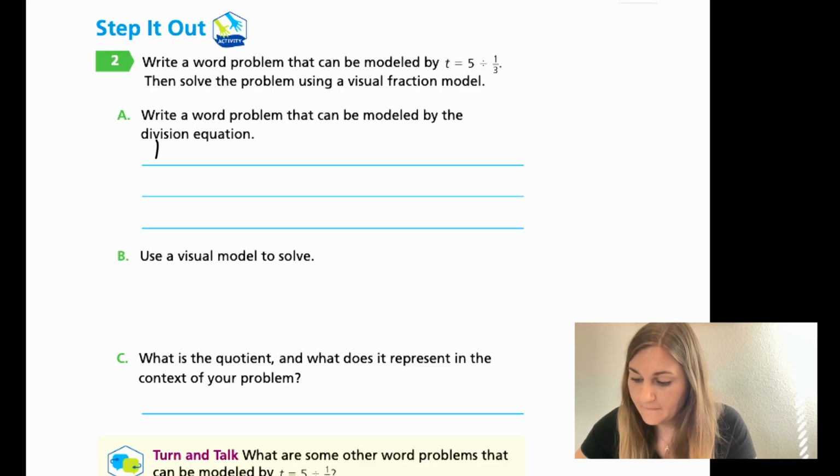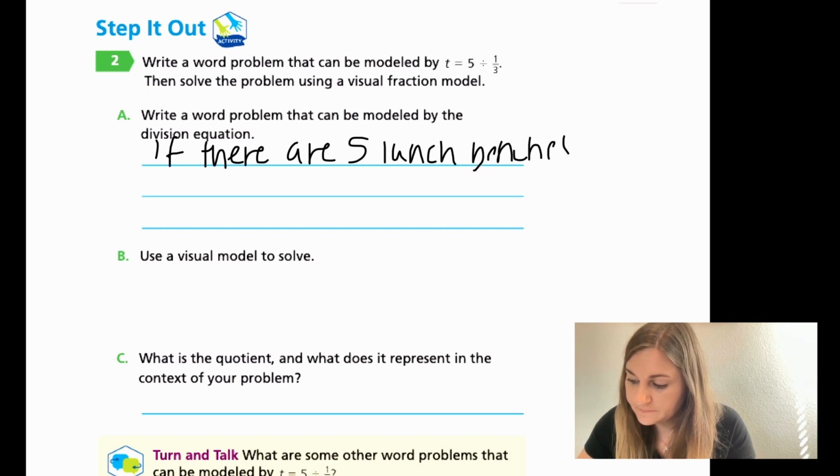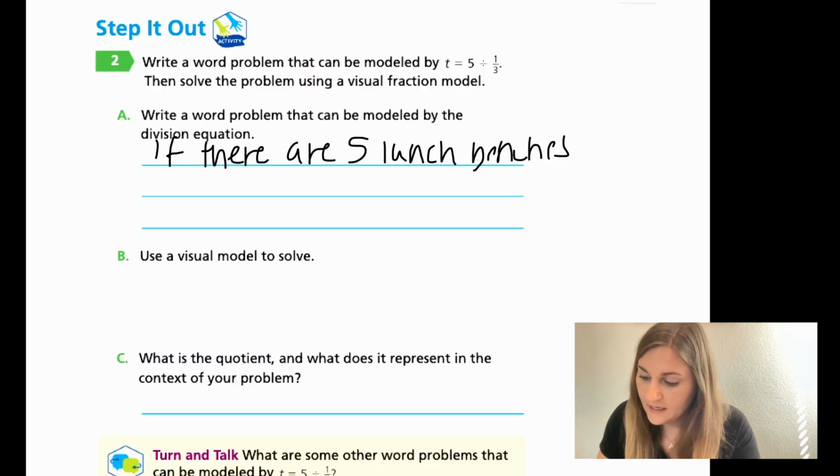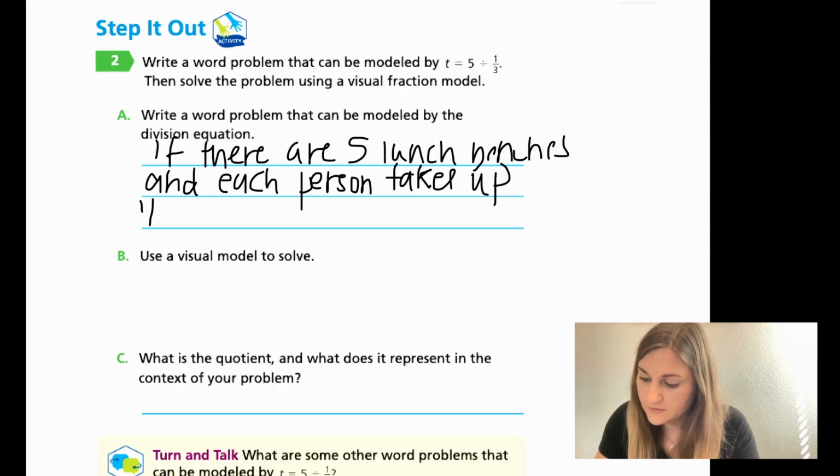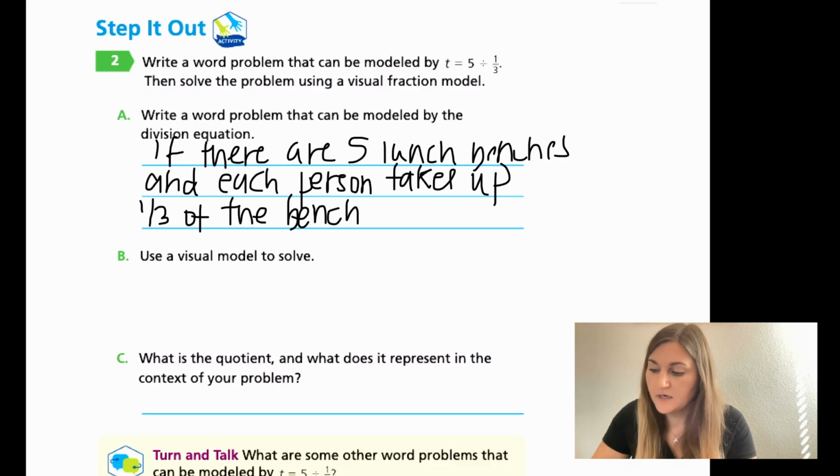So if there are 5 lunch benches and each person takes up 1/3 of the bench, how many people can be seated? And I'm running out of room, so I'm just going to say how many people.